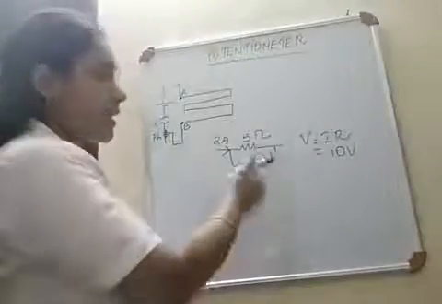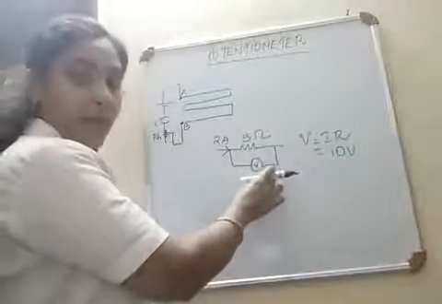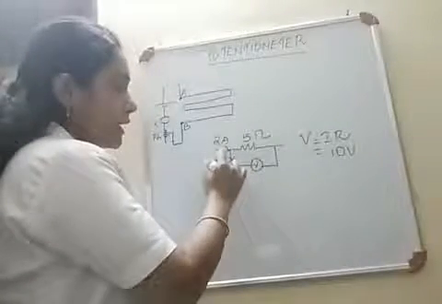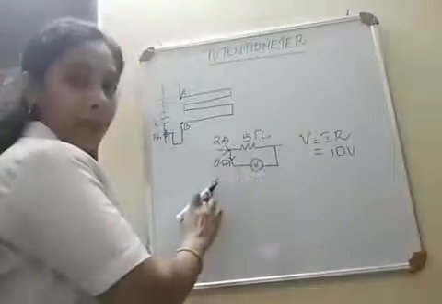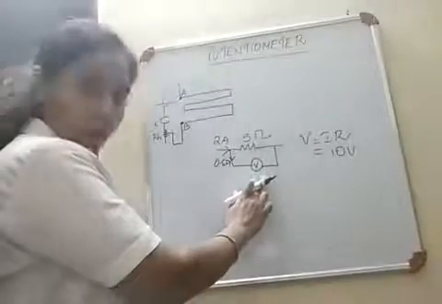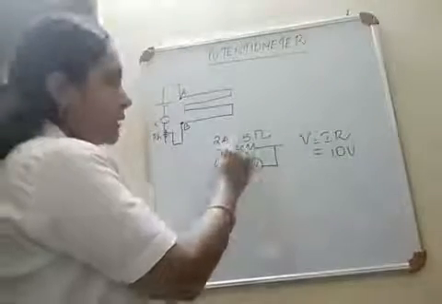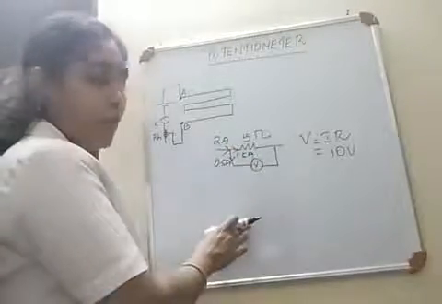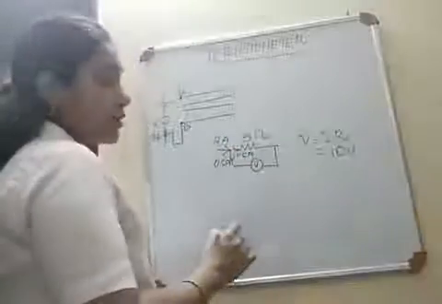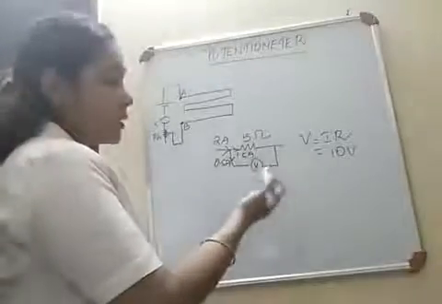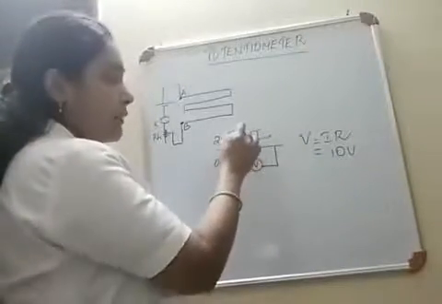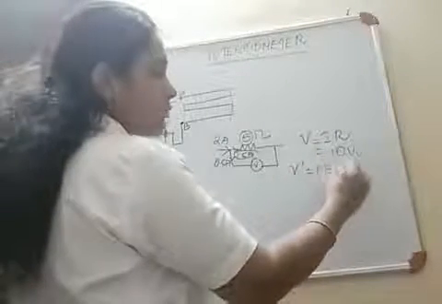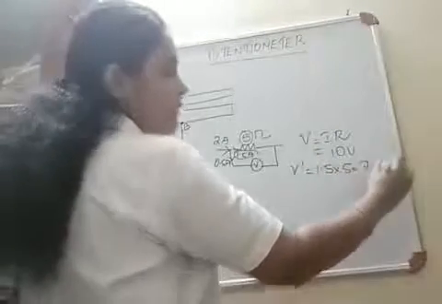But what happens is that if a voltmeter is connected across this resistor, out of the 2 ampere, nearly 0.5 ampere current flows through this voltmeter and only the remaining 1.5 ampere current flows through this 5 ohm resistor. So now what is the potential drop after the voltmeter is connected? It is 1.5 into 5, that is nearly 7.5 volt.